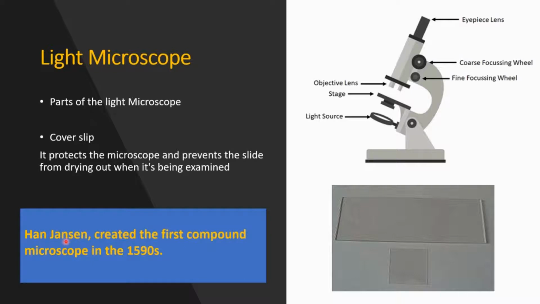As you can see, this is just a fact. Hans Janssen created the first compound microscope in 1590. So it's been here for quite a while, and we now have more advanced microscopes such as electron microscopes and transmission electron microscopes, which I might cover in a later video, but today we'll be focusing on the light microscope.